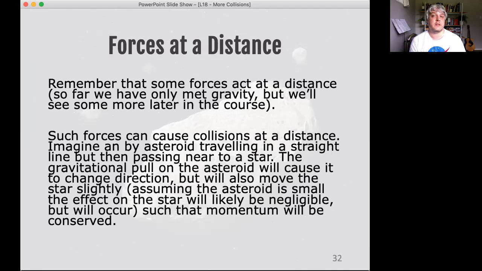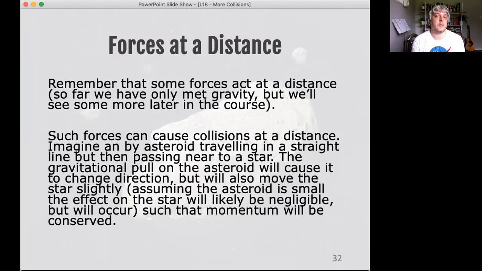Gravity is a potential energy. It can't change the momentum of the total system because it's internal to the system. Both the masses are in our system now. So if we've got no net external impulse, because there's nothing else acting on these two objects, then we can't have a change in total system momentum. Of course, the star is going to be really big compared to the asteroid. The change in the star's velocity is probably going to be negligible.